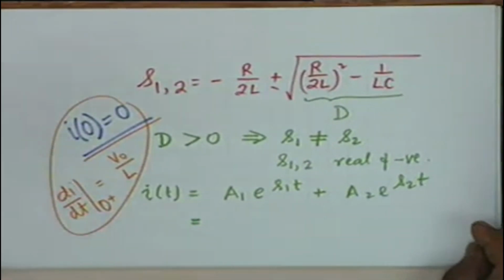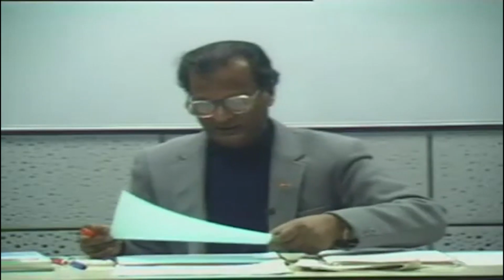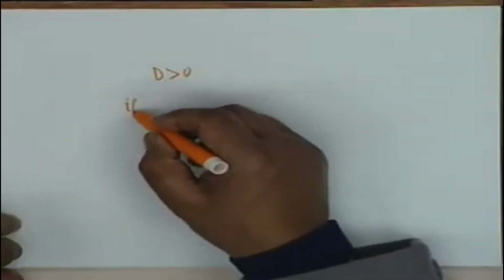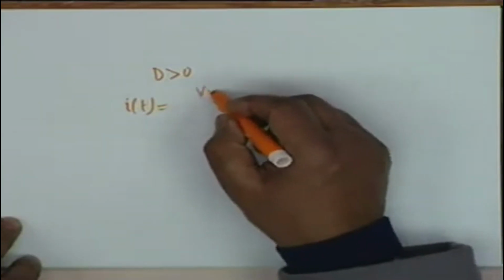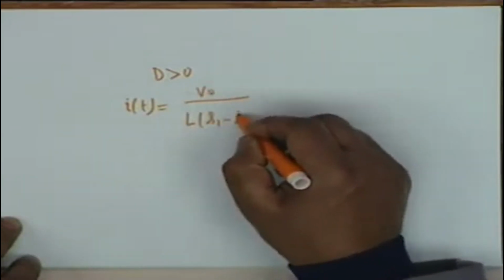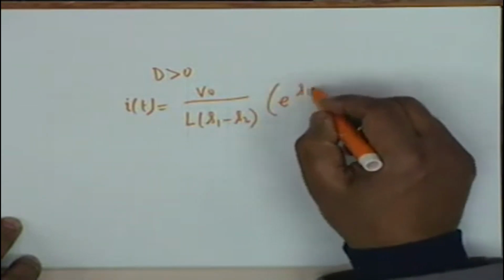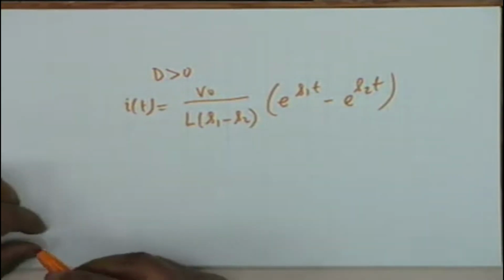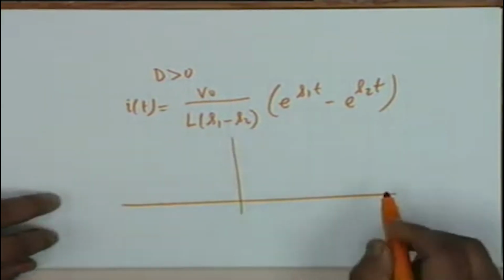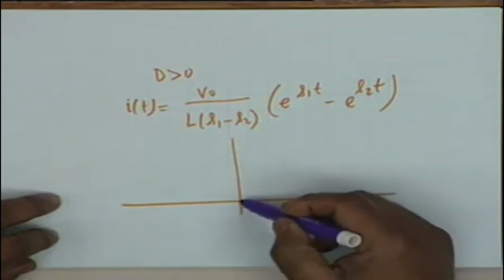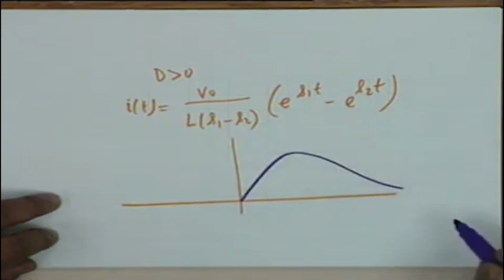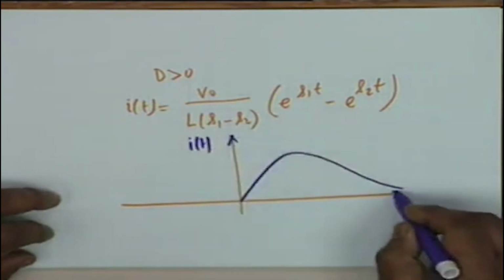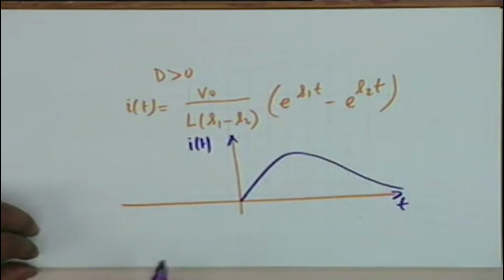And with this, under the condition that D greater than 0, we had shown that the total solution to the current is given by V0/(L(S1 minus S2)) times (e to the S1t minus e to the S2t). And we had taken a special case and showed that the plot of the current would look like this, that it would show a maximum and then it would fall exponentially with time. Okay, this is one case.